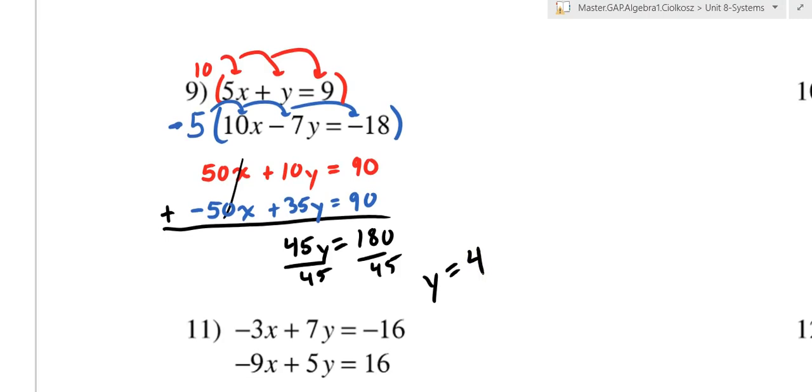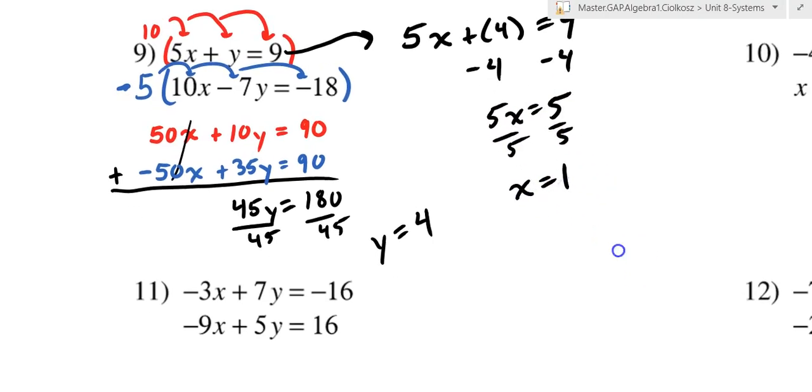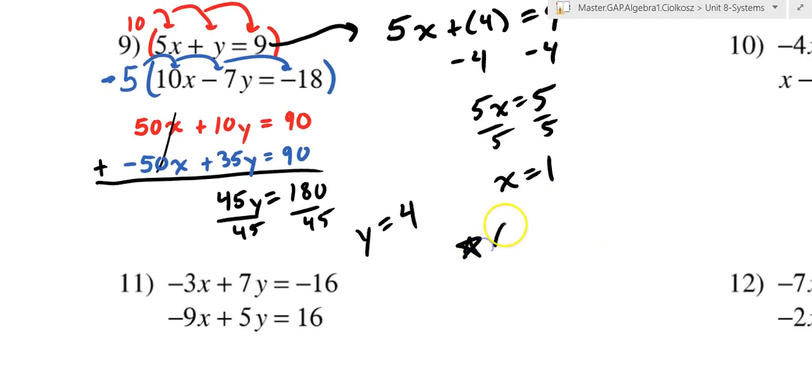Now, we're going to plug back in. I would suggest using the original equations. You can use any of those, but the originals tend to have smaller numbers. So I'm going to use that 5x plus y equals 9. I'm going to substitute, so 5x plus 4 equals 9. Subtract 4 from both sides. So 5x is equal to 5. Divide. X is equal to 1. So my final answer here, x comma y, is 1 comma 4.